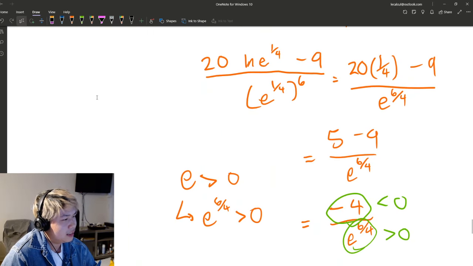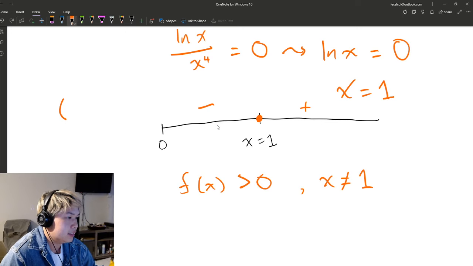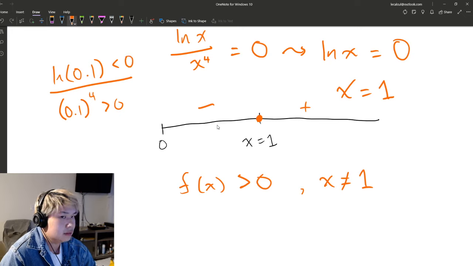Wait, natural log can be negative. So maybe this isn't true. I don't think this is true. This is negative. Yeah, I should have just tested points, because in this interval, like let's say 0.5 or like 0.1 to the power 4, the denominator is positive. But your numerator, because you have a decimal value, should end up negative. Yeah, okay. Should look like this.